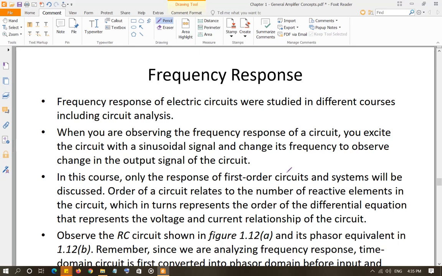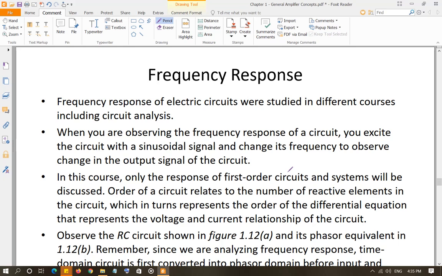Anyways, coming back to frequency response, the basic idea is that you are changing the frequency of the sinusoidal input and observing how the output of the circuit changes in response to the change of frequency. Remember, when you solved AC circuits with a sinusoidal source at steady state in circuit analysis, you were solving as a function of j omega. That is, you are solving in the complex frequency domain.